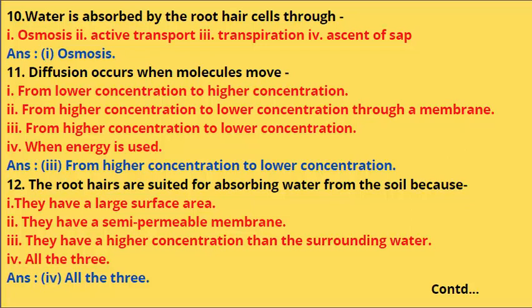is from the soil, towards their region of lower concentration, that is inside the root hair cells, and it happens through a semi-permeable membrane. Here the root hair cell membrane is behaving like a semi-permeable membrane. So the answer is osmosis. Number 11, diffusion occurs when molecules move.